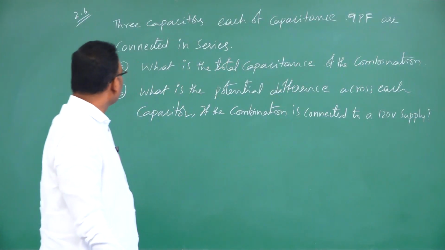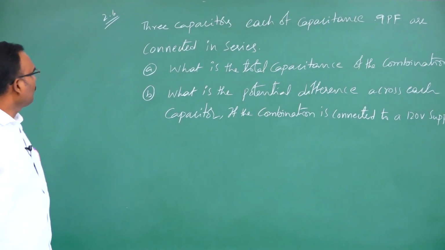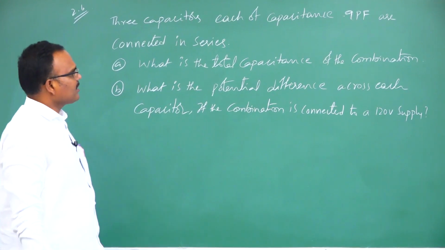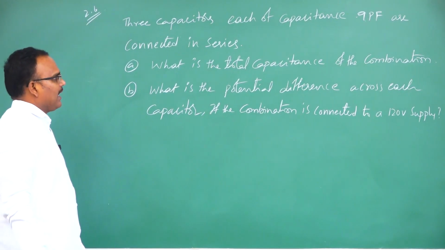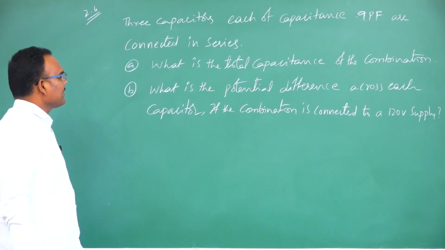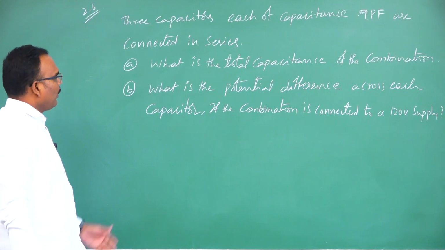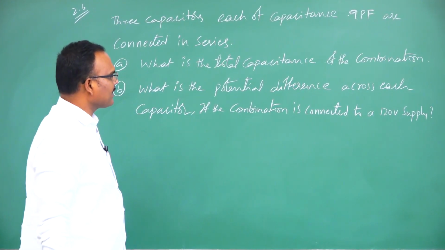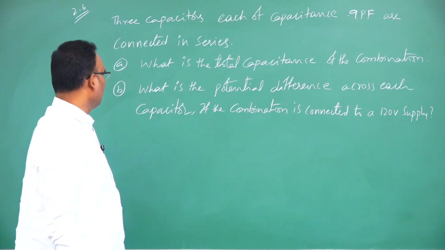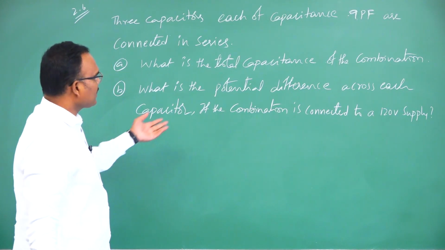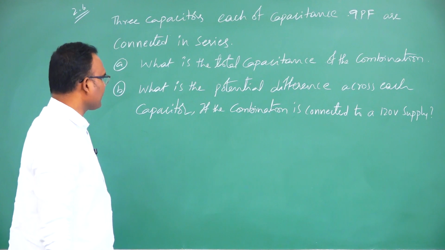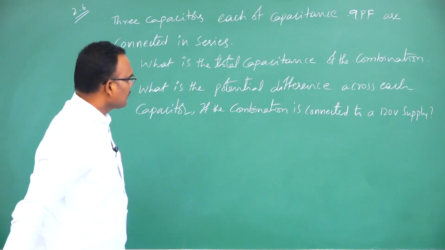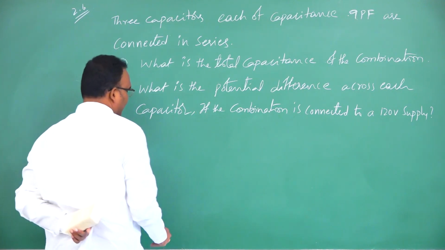Next problem, exercise problem number 2.6. 3 capacitors, each of capacitance 9 picofarad, are connected in series. First question: what is the total capacitance of the combination? And second one: what is the potential difference across each capacitor if the combination is connected to a 120 volt supply? See, first we will connect the capacitors in series.